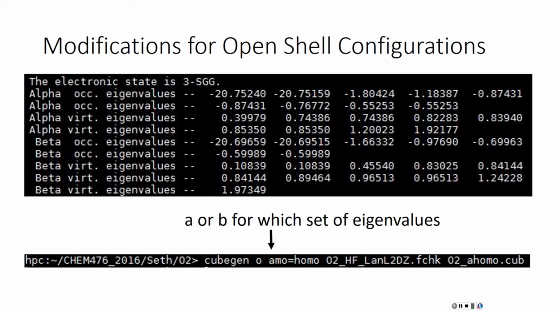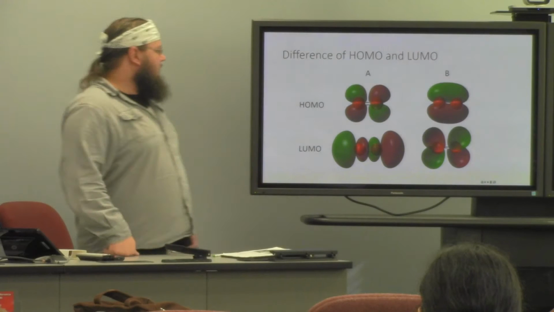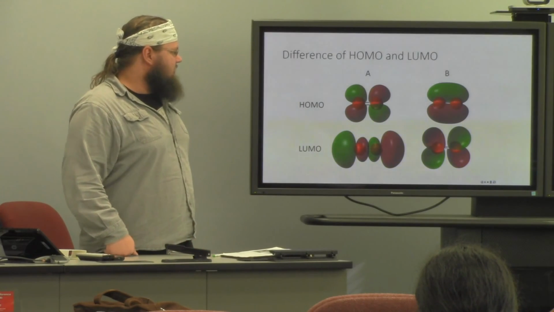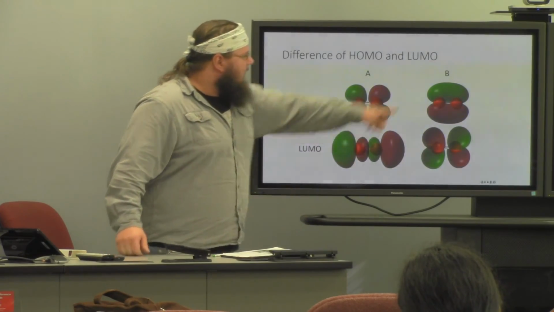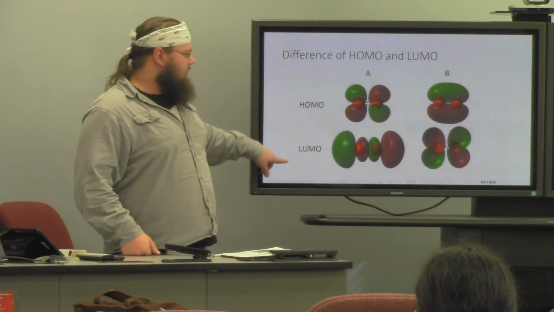And so when you do the CubeGen for these, in front of the MOs you need to tell it whether you want the alpha or the beta. You have to put a little A or a B, say I want alpha or I want beta. Tell it which one you want. And here are the results of that. Here are the alphas, and here are the betas. So this is the highest, and this is the lowest.